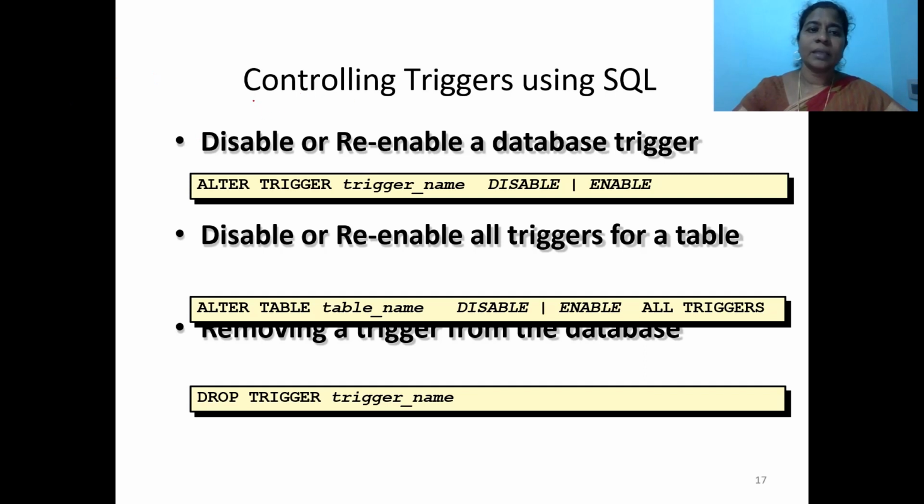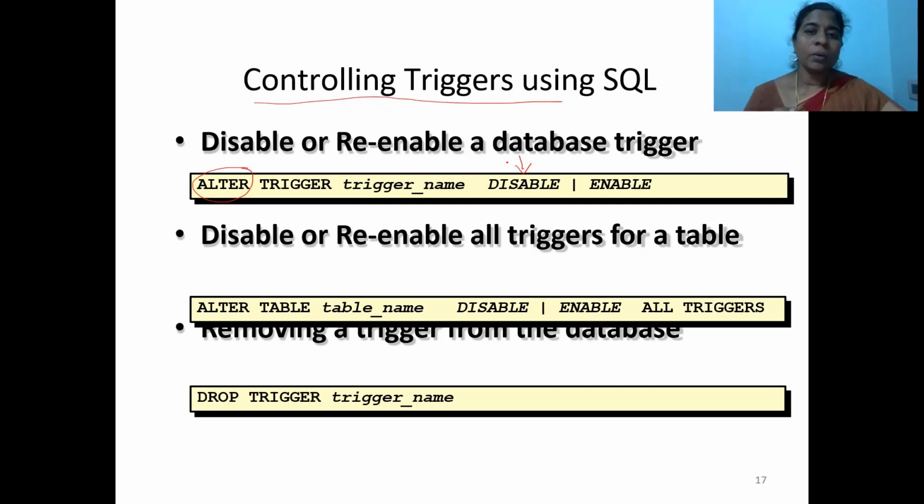And some commands are there for controlling the triggers using SQL. That is, you can disable or re-enable the database trigger. For that, the syntax is you have to use alter trigger. Initially, we have seen how to create a trigger. Then you have to use the command alter trigger, trigger name. For example, if the trigger is already active, it is enabled, and you wanted to change that to disable, you can mention disable. That means the trigger that you have created will be disabled.